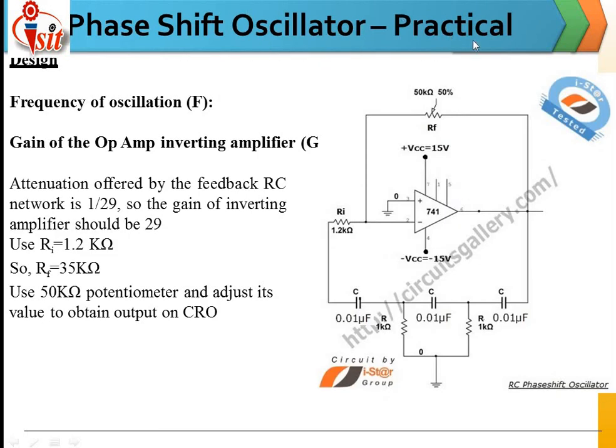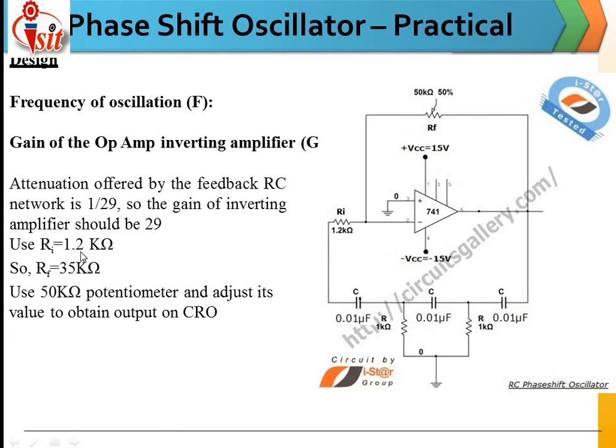Then phase shift oscillator practical design. How are we going to design that practical oscillator? Because designing a practical oscillator is a very important thing on our side, because for ideal purposes we are not using such an oscillator, we are using only the practical oscillator, and in our practical design we must generate the oscillated signal having 1 megahertz frequency. The frequency of oscillation f, and the gain of the op-amp inverting amplifier G. The attenuation offered by the feedback RC network is 1 divided by 29. So the gain of the inverting amplifier should be 29.